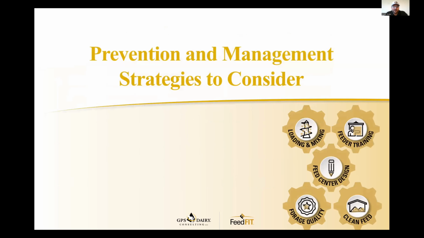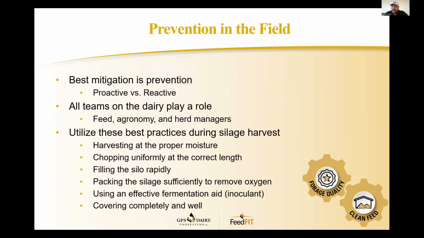So what is the best way to prevent mycotoxins? Well, prevention and management is really the best way to do it. And here's some strategies that we can consider. So again, the best mitigation is prevention. Be proactive, not reactive. If we have issues in the field, we're well aware of them.